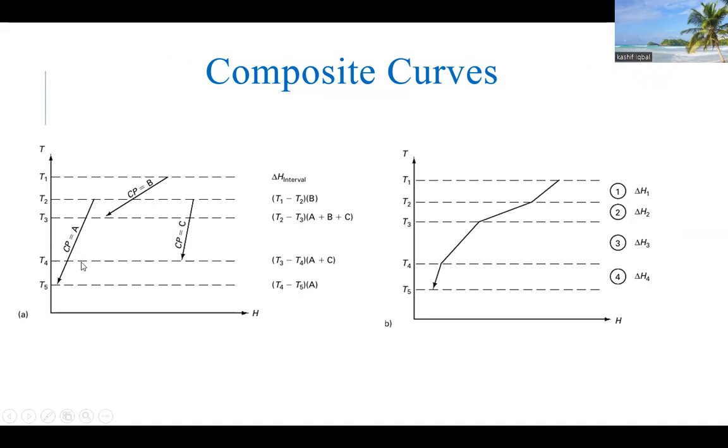If we have more streams, then we can calculate their CPs like this. For example, in this temperature range, there is only one curve. In this temperature range, we have three curves. So the enthalpy of these three composite curves would be added up like this. And finally, we'll get the composite curve like this.